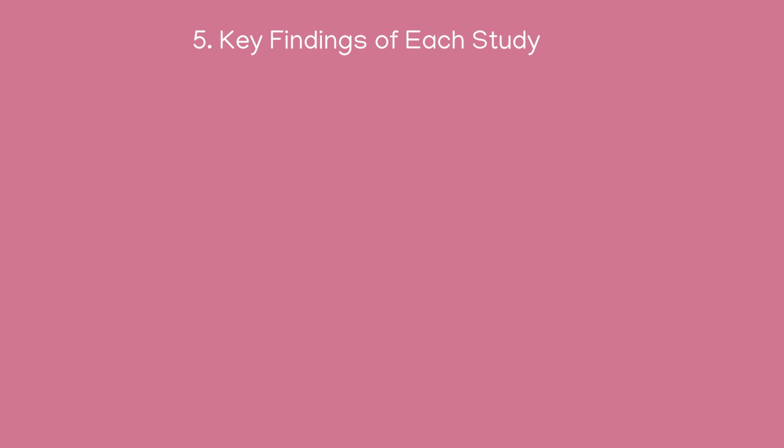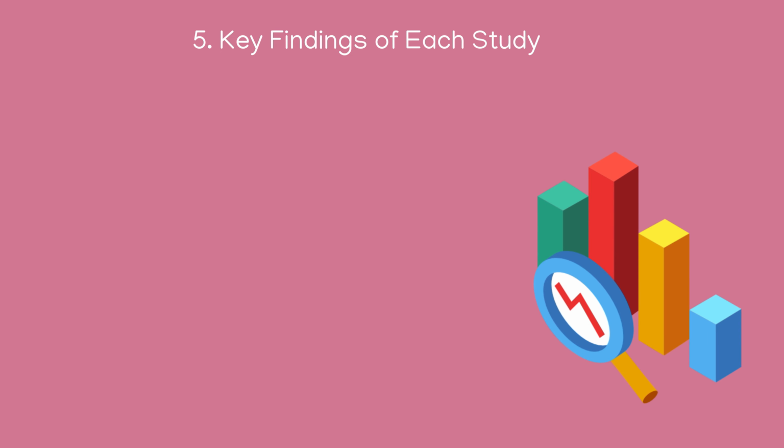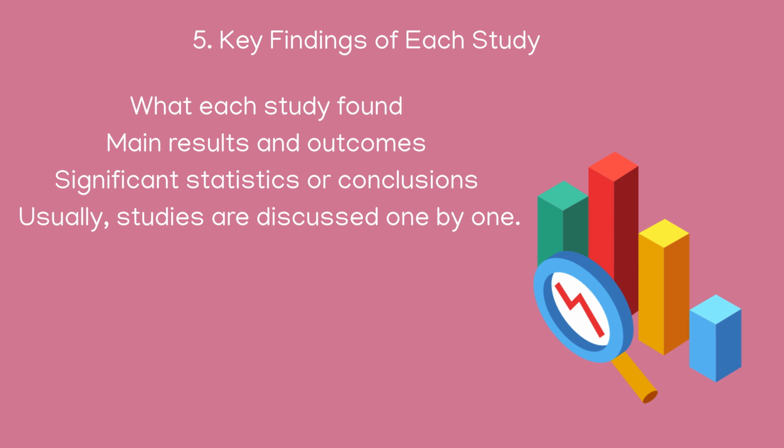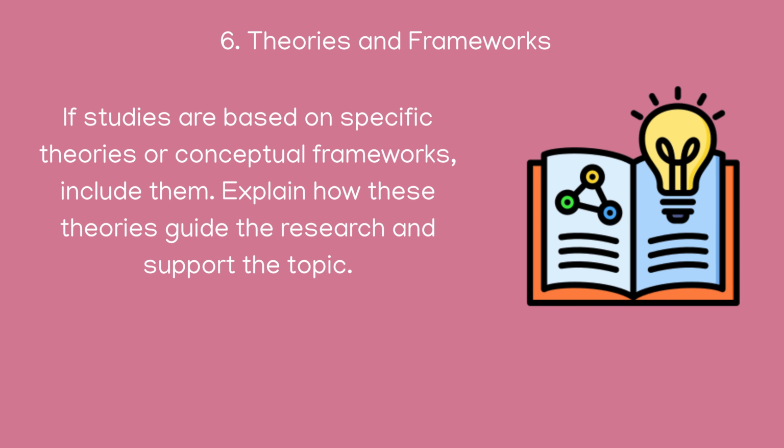5. Key findings of each study. This is the core part of a literature review. You explain what each study found, main results and outcomes, significant statistics or conclusions. Usually, studies are discussed one by one. 6. Theories and frameworks. If studies are based on specific theories or conceptual frameworks, include them. Explain how these theories guide the research and support the topic.